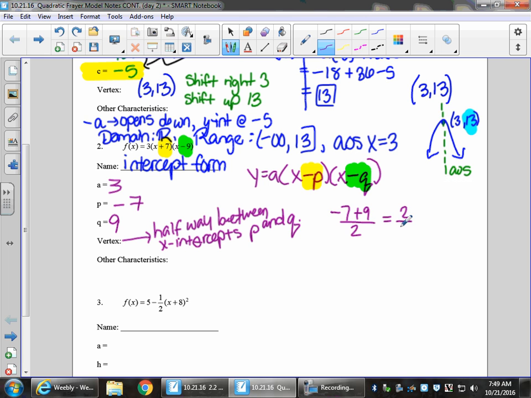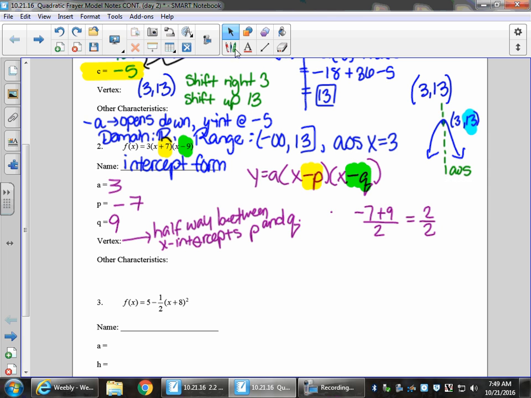Good. What could I have put right here to help myself out? What are we actually finding? The vertex. Which part of the vertex? The x. So xv equals 1. Now that I know the x value of the vertex, how do I go find the y value? Plug it in, plug it in. Go for it.